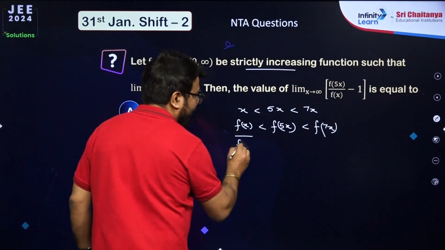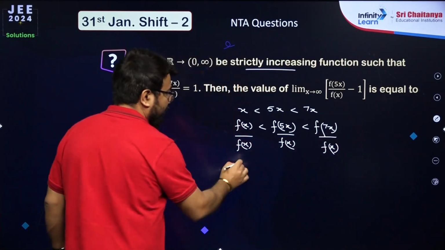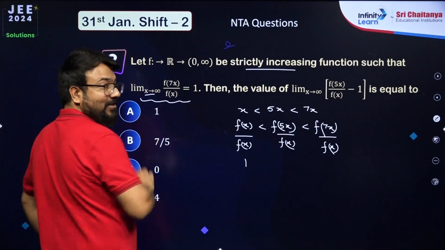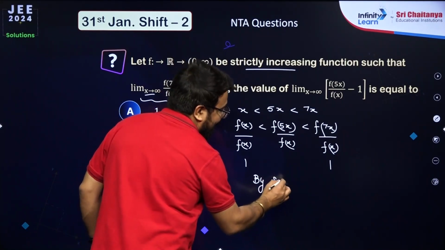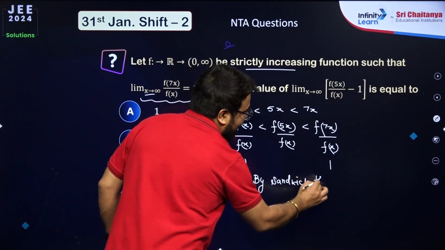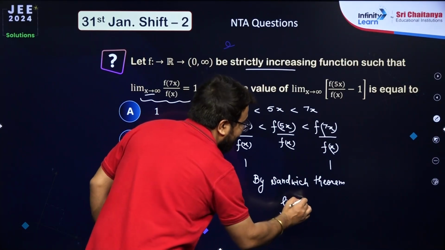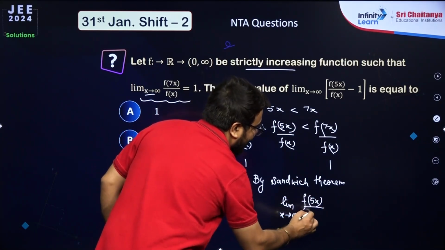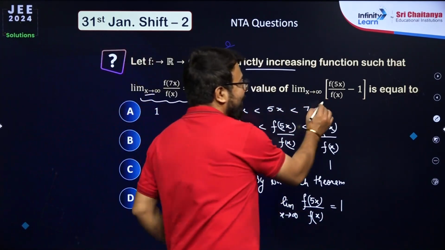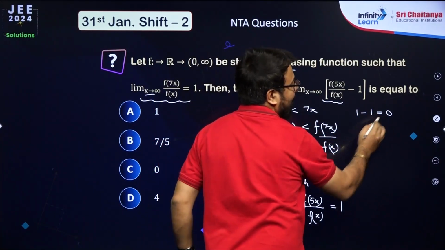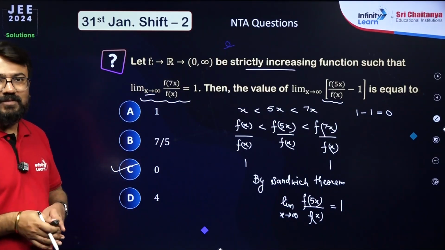Now if I divide the entire inequality by f of x, here also, and here also. So here it becomes 1. This has been given to us as 1. Okay, and by the sandwich theorem, I could say that the middle function's limit will also tend towards 1. So the limit of x tending towards infinity, f of 5x over f of x will also tend towards 1. Since this limit is 1, therefore 1 minus 1 will be converted to 0. Hence the answer to this question will be option C, which is 0. I hope you understood this.